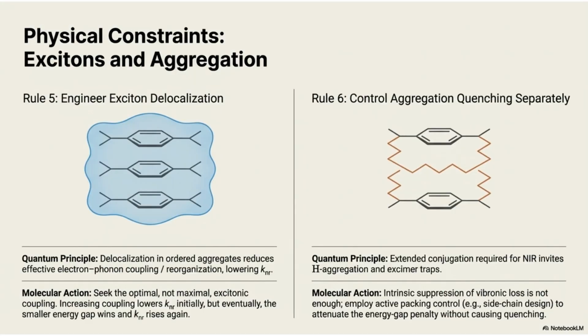Rule 5 involves engineering exciton delocalization to reduce electron-phonon coupling. Rule 6 is controlling aggregation quenching separately. For NIR, active packing control is often required to attenuate the energy gap penalty without causing quenching.